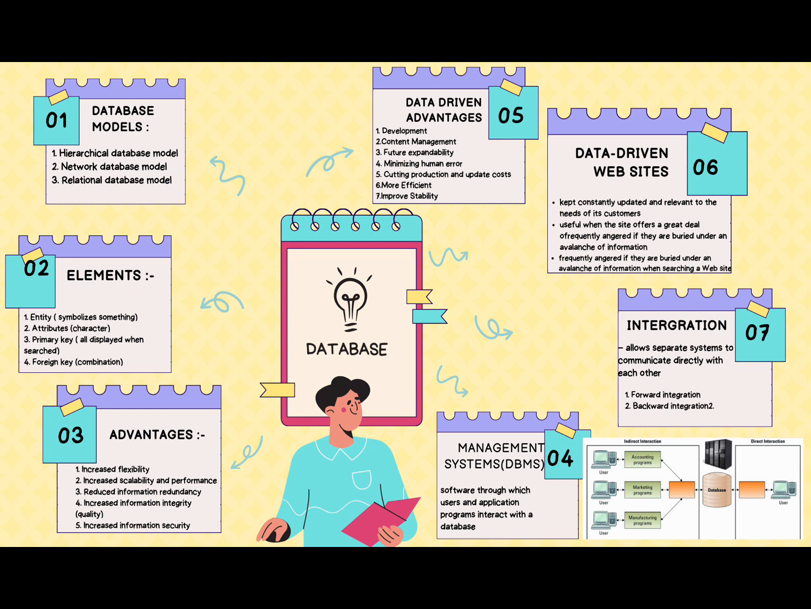So for indirect interaction, to arrive at the database, there are several stages that the information needs to follow, which are the accounts program, marketing program, and manufacturing program. For direct interaction, all the information goes directly to the database. So that means there is no stage in between.